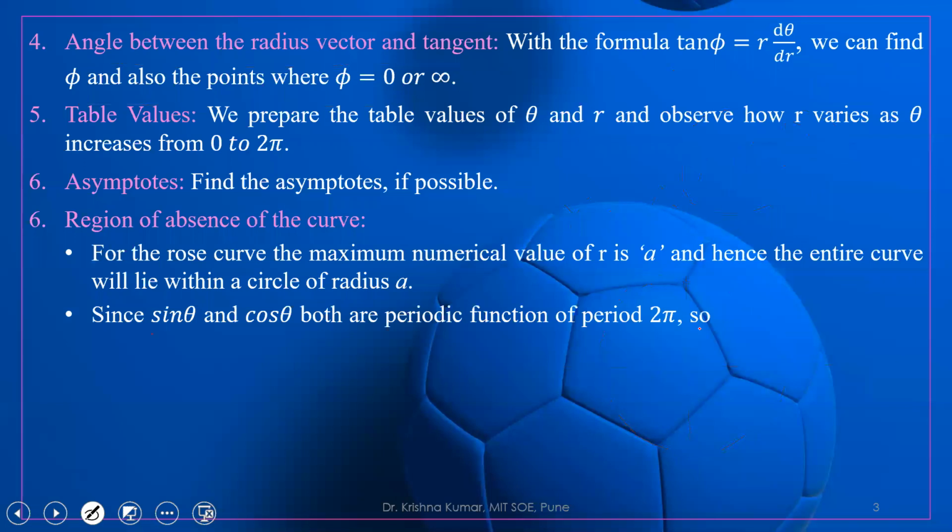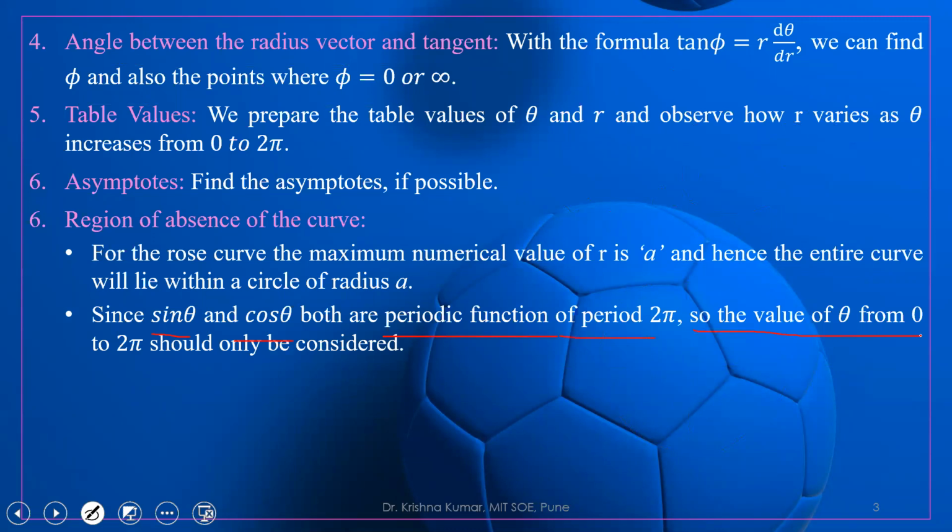Since sin theta and cos theta both are periodic functions of period 2 pi, the value of theta from 0 to 2 pi should be the only one considered. Clearly, if you want to trace the rose curve, there is no need to consider values beyond 2 pi. So the value of theta will lie from theta equal to 0 to theta equal to 2 pi.